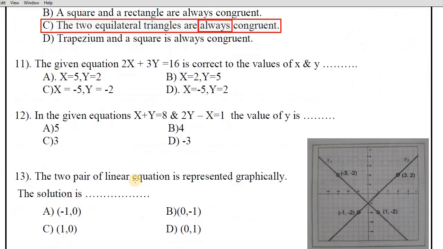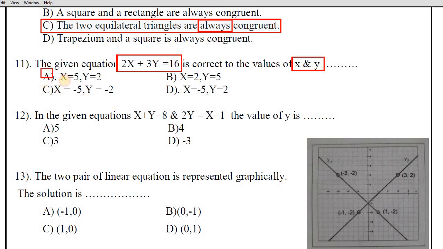Question number 11, children. The given equation 2x plus 3y equals 16 is correct for the value of x and y. So, here one equation is given. We need to find the values of x and y. So, how do you find x and y values? You go through the trial and error method.